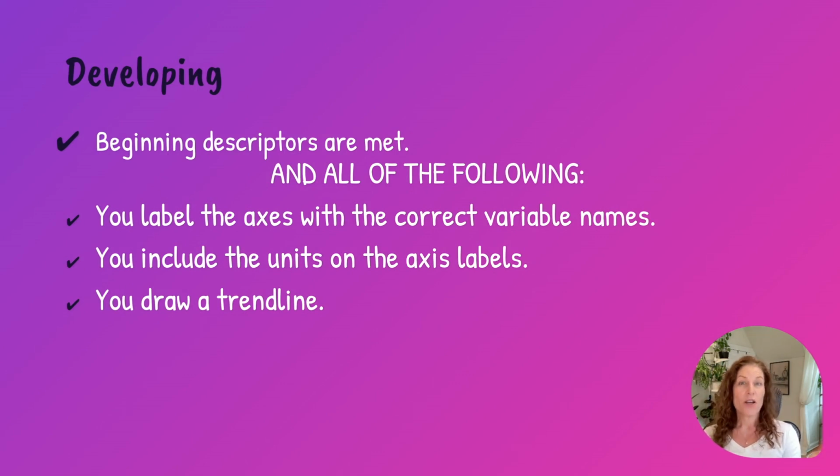Developing levels, now it's relevant. You're not just trying, you're actually creating a graph that has relevant axis labels, and you have units with those axis labels. So by axis labels, I mean it's velocity, or it's energy, or it's spring force, or whatever the variable might be. So you're going to put that on there, and you draw a trend line. Doesn't have to be right, but it has to be present.